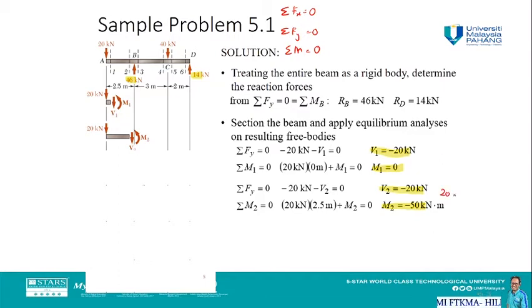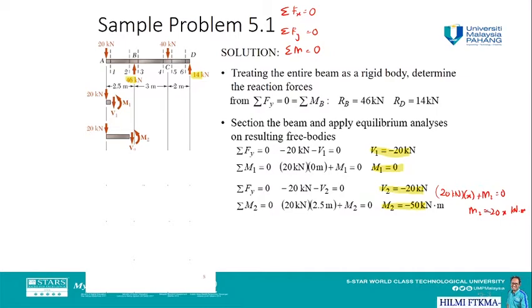And we can also represent this as an equation where 20 kilonewtons times x plus M2 equals 0. So we get M2 as negative 20x kilonewton meter. Okay, so if the value of x is 0, M2 is 0. If the value of x is 2.5, then M2 will be negative 50 kilonewton meter.